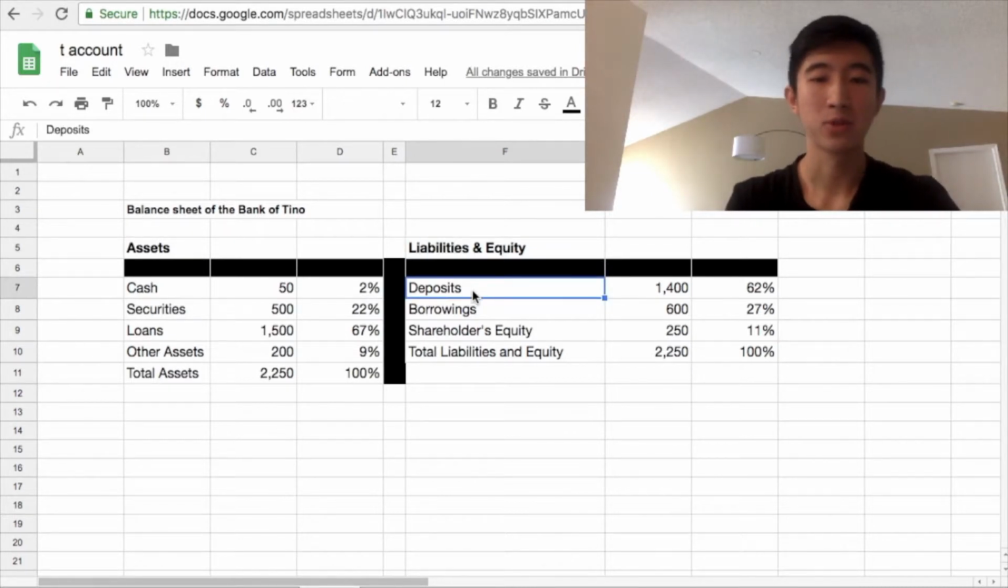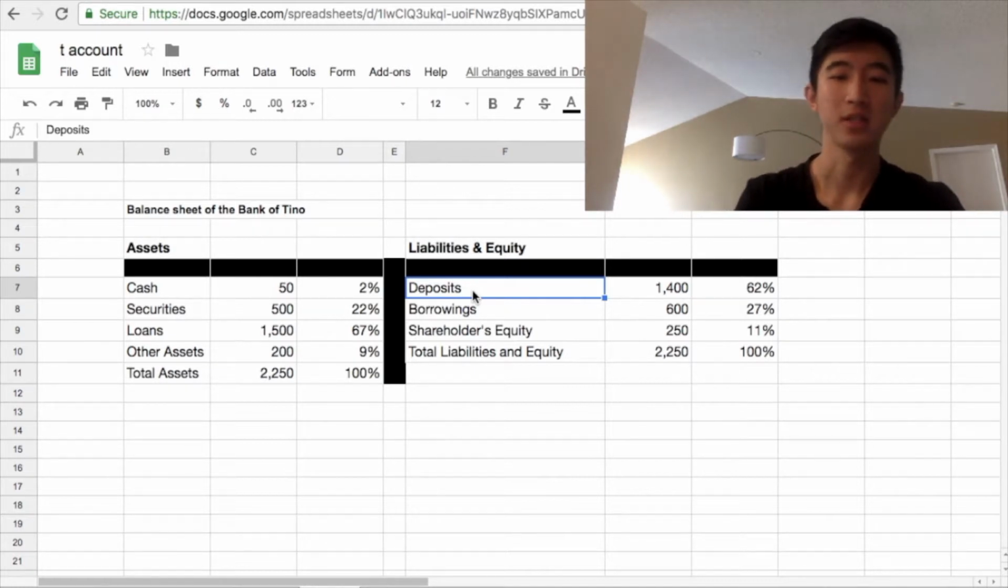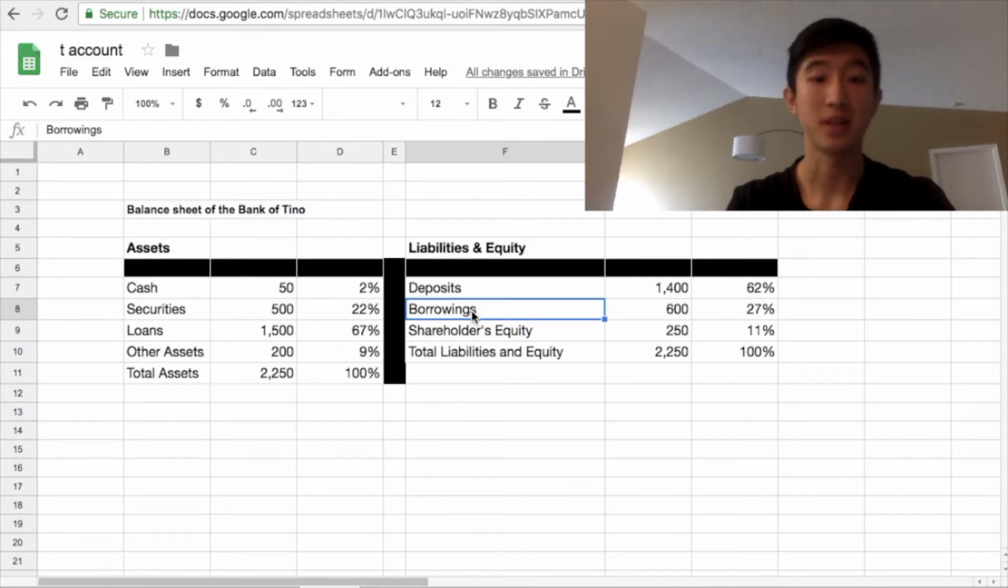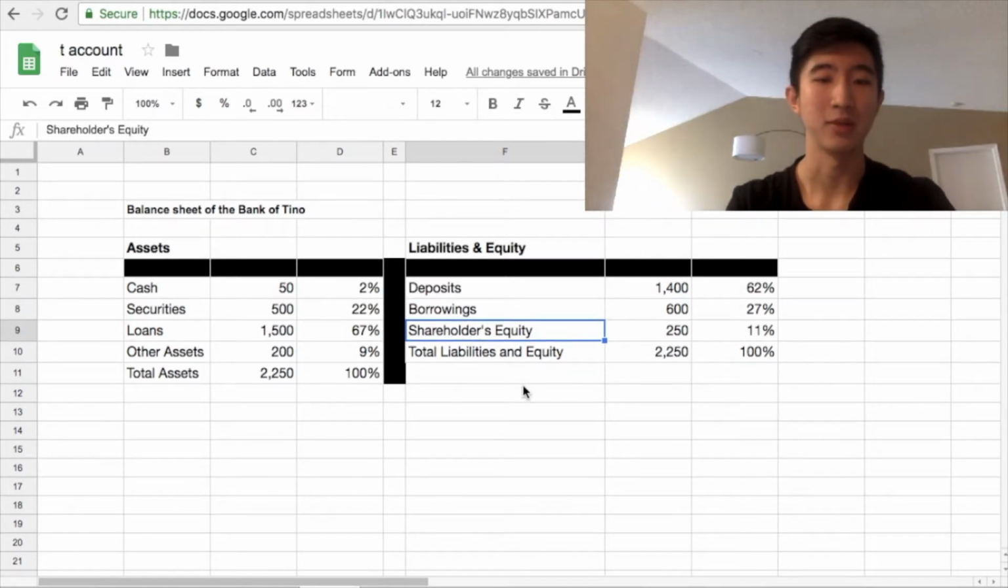Deposit is what people store in the bank. The bank needs to provide people's deposit whenever they want it, so that's a liability for the bank. Second, borrowings are mainly from the Federal Reserve, charged with the discount rate as we learned before. And next, we have shareholders' equity.